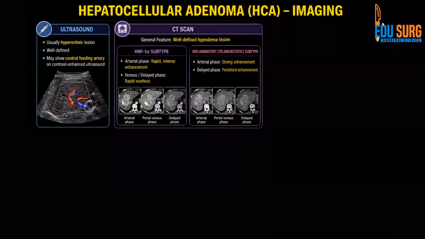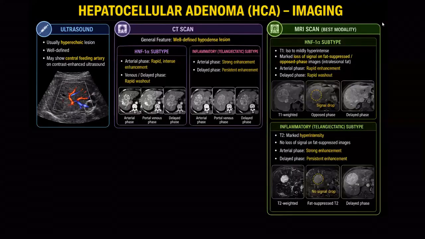these lesions. So the feature of hepatocellular adenoma, whether it's CT or MRI, on contrast, intense enhancement and persistent enhancement is seen only in inflammatory subtype. For HNF1 alpha subtype, there is rapid washout. Okay, so this is how you can differentiate between these two on a CT scan. Both of them have good enhancement in the arterial phase, but there is rapid washout in HNF1 alpha subtype, whereas there is persistent enhancement because of its vascular nature in the telangiectatic subtype.